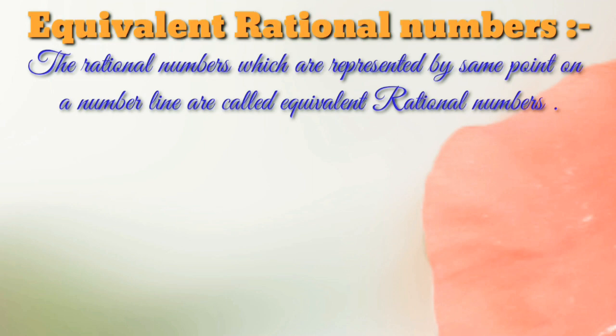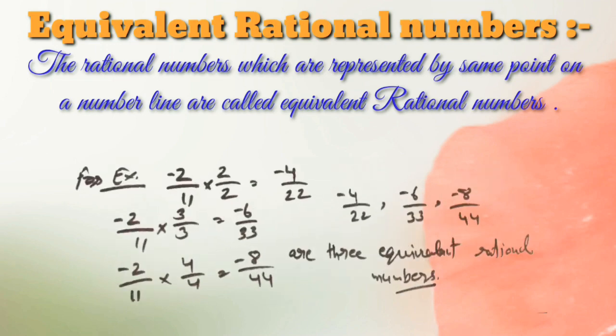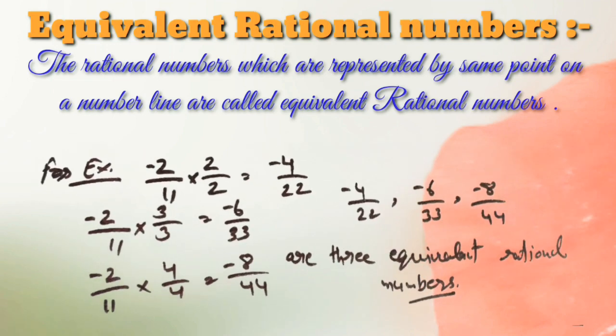Equivalent rational numbers. The rational numbers which are represented by the same point on the number line are called equivalent rational numbers. What does equivalent mean? Equivalent means equal, which represents the same value. For example, you have to find three equivalent rational numbers of minus 2 by 11. The first step is to multiply minus 2 by 11 with the same number and divide it by the same number. As I have done, minus 2 by 11 multiplied by 2 by 2, and the answer is minus 4 by 22. Now minus 4 by 22 is an equivalent rational number of minus 2 by 11.